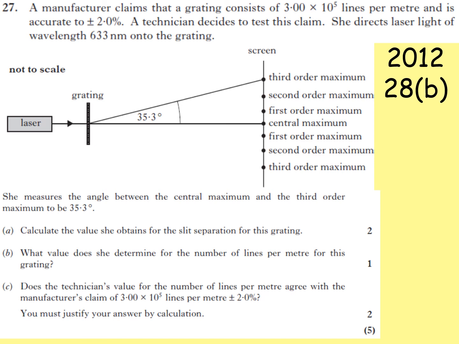She measures the angle between the central maximum and the third order maximum to be 35.3. And the first thing we need to do is to calculate the value she obtains for the slit separation of the grating. So we're applying the exact same physics here as we applied in the previous question.